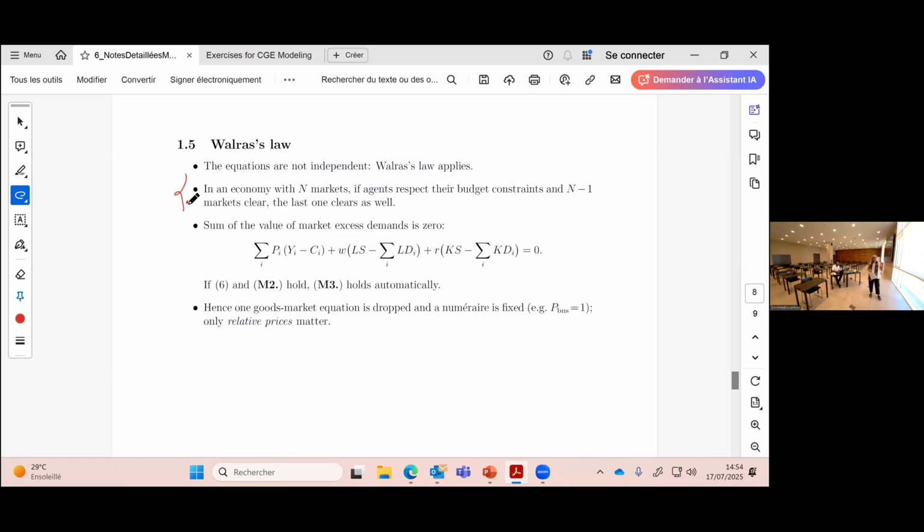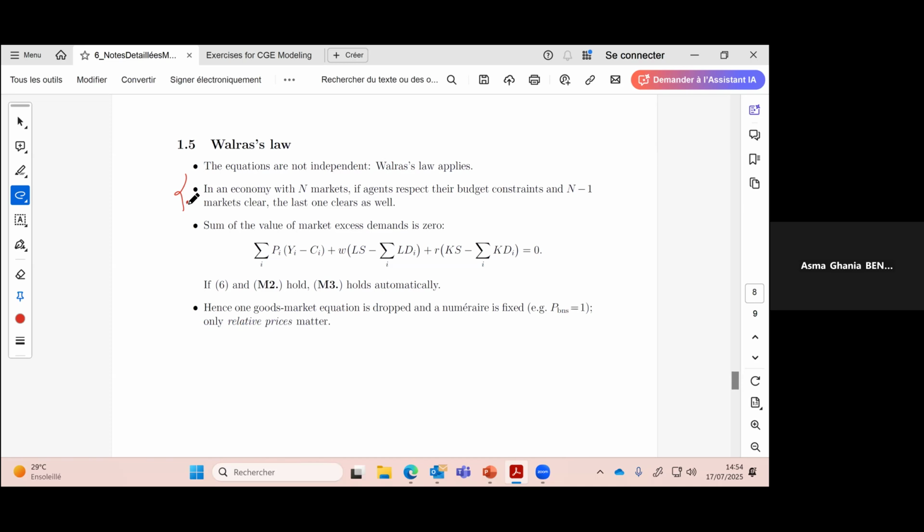In an economy with n markets, if agents respect their budget constraints and n-1 markets clear, then the last one clears as well. That means there is a question. Yes, Asma?